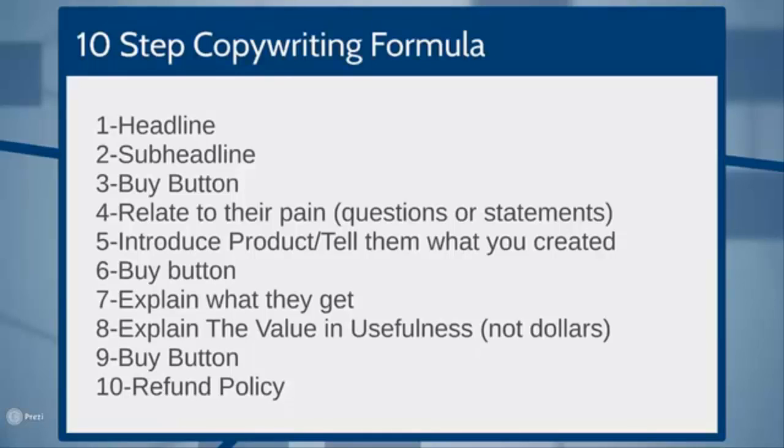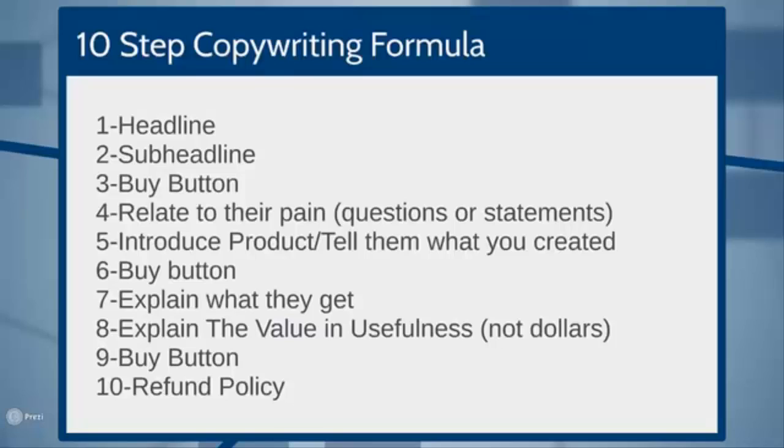So the first thing is the headline. Number 2 is the subheadline. Number 3 is a buy button. Number 4 is to relate to their pain through questions or statements. It doesn't matter which one, you just want to relate to their pain somehow. Number 5 is to introduce the product and tell them what you have created. Number 6 is another buy button. Number 7 is explain what they get. Number 8 is explain the value and usefulness, not in dollars. You'll see what I mean by that in a second.